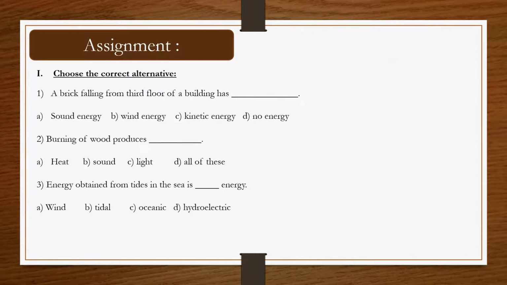Students, here is an assignment for you all. So the first question for the assignment is choose the correct alternative. So the first question is a brick falling from third floor of a building has dash. The options are sound energy, wind energy, kinetic energy, no energy. So what is the answer? Yes, correct. It's kinetic energy. So a brick falling from third floor of a building has kinetic energy.